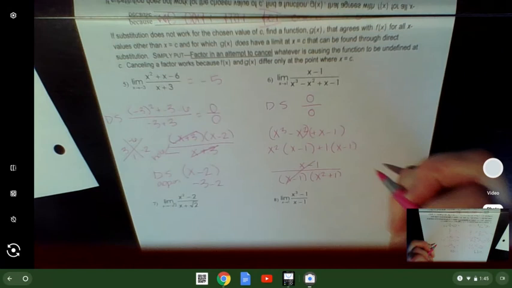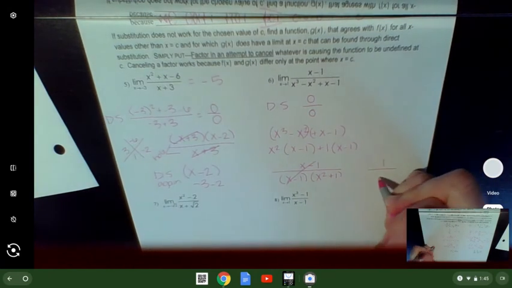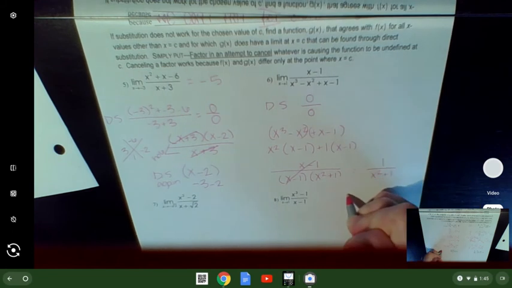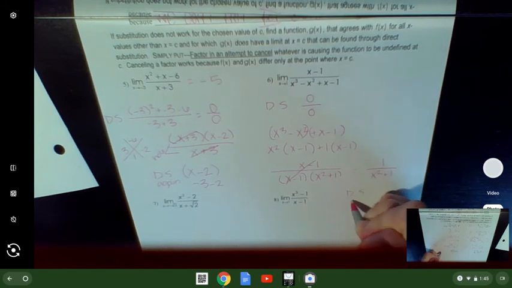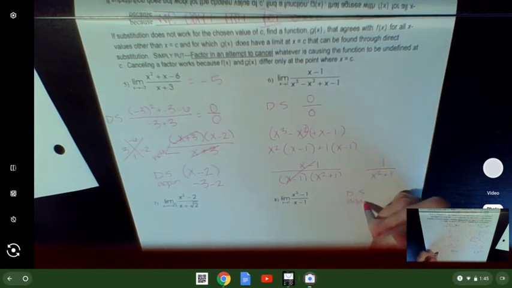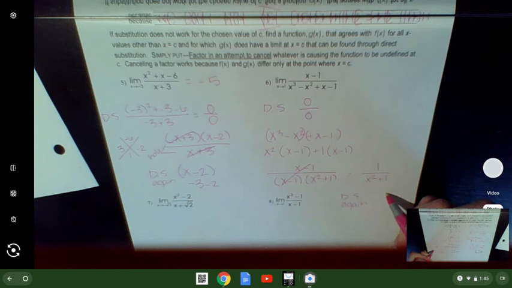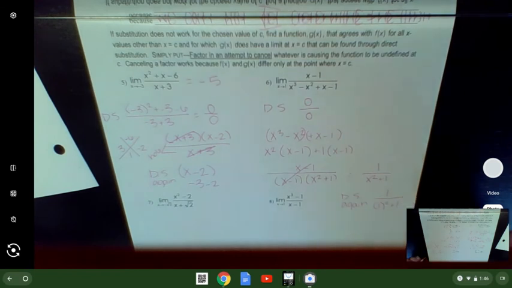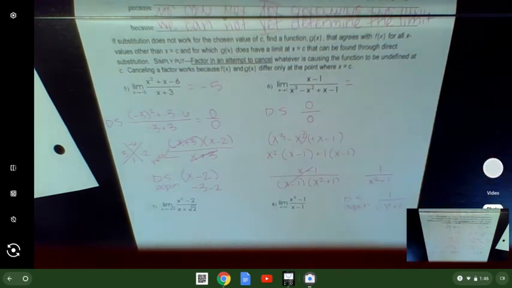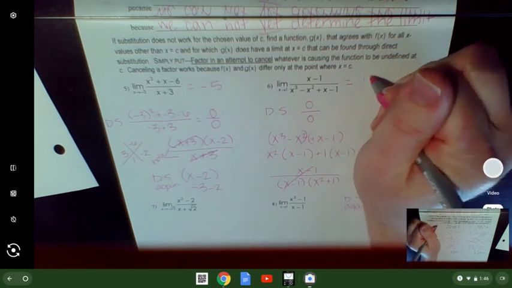Well, now that we've factored and canceled, we are left with 1 over x squared plus 1, and I am going to try direct substitution again. I've canceled out that hole, so we're going to try this direct substitution again, or you can think of it as I filled in the hole. So I'm going to plug in 1, and we find out that plugging in 1 works this time. We say the limit of this function as we approach 1 is 1/2, 1 over 2.